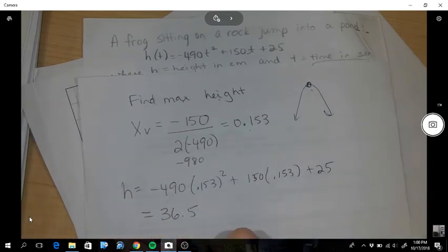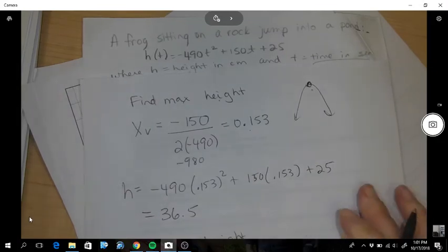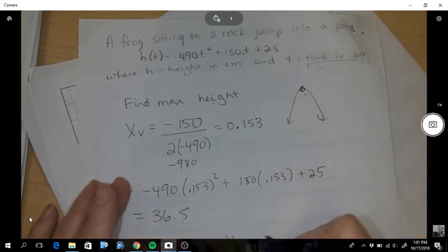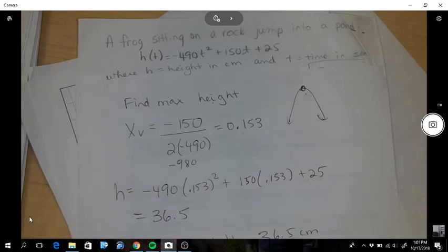So you answer the questions. Max height, I'm telling you that it's in centimeters. So it was 36.5 centimeters, and the frog got there after 0.153 seconds it took to get to a max height.